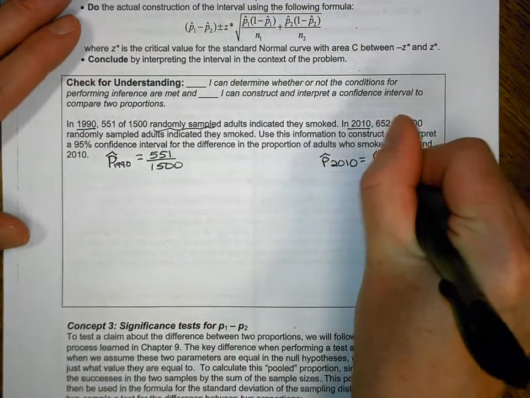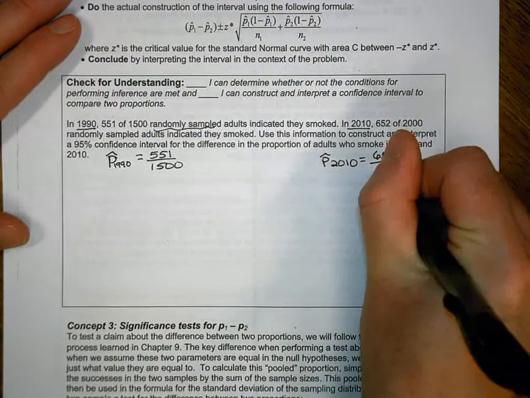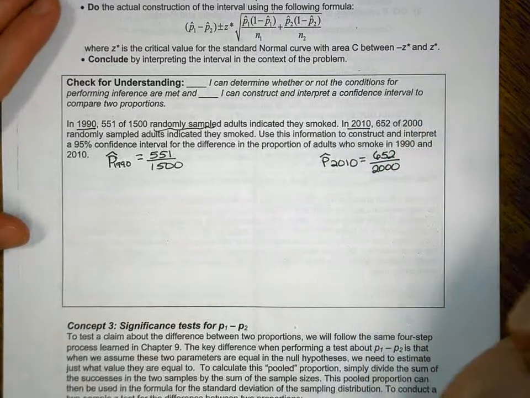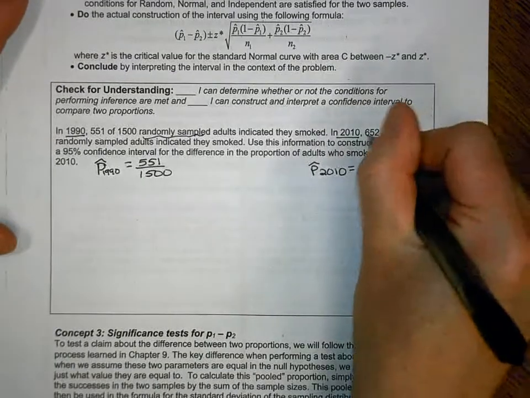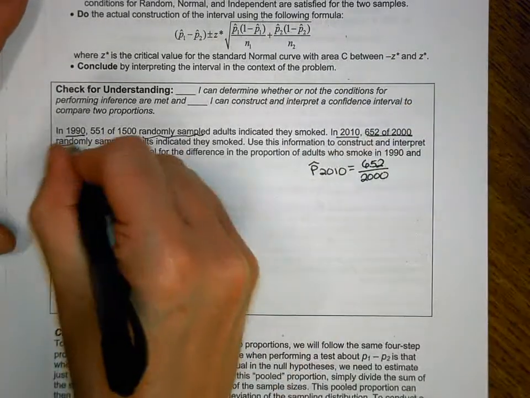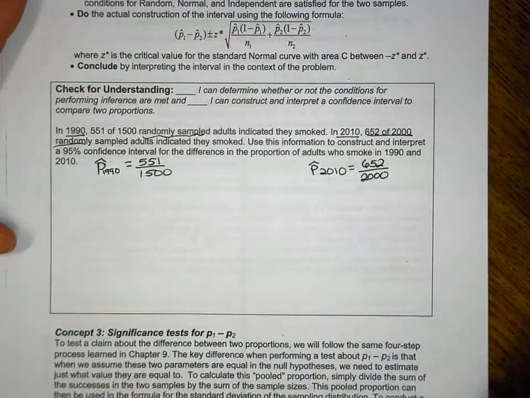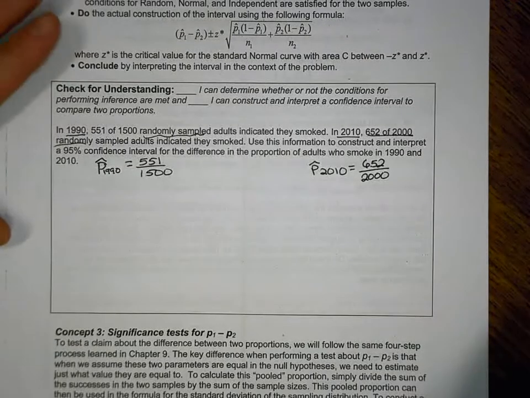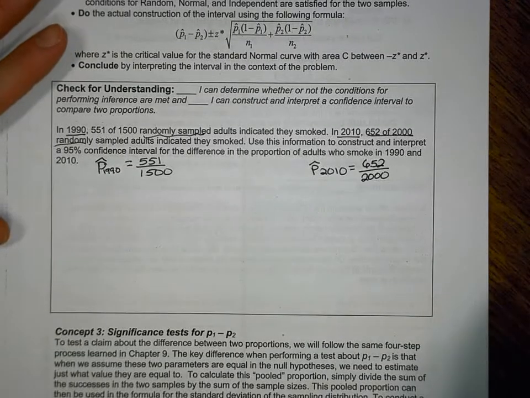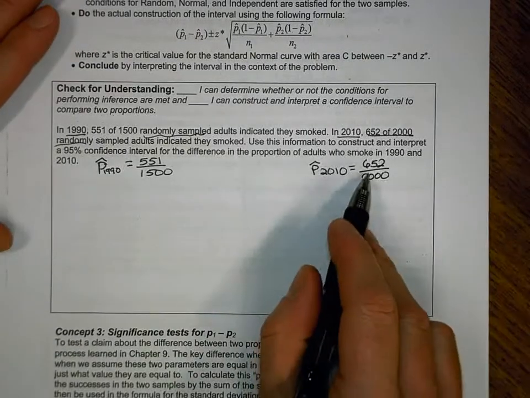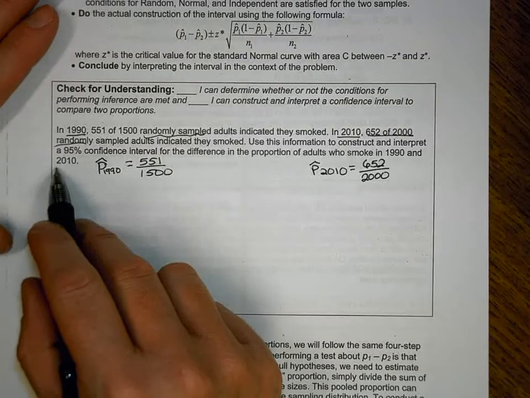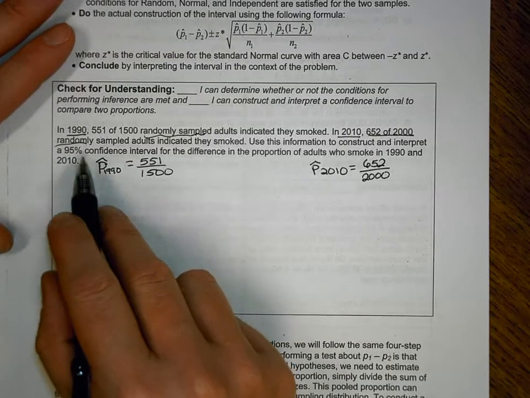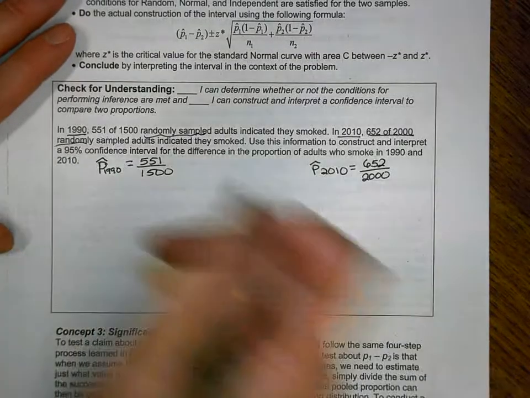That's 652 out of 2000. And again, they were randomly sampled. Use this information to construct and interpret a 95% confidence interval for the difference in the proportion of adults who smoke in 1990 and 2010. I'm going to leave that as my state and just move on.